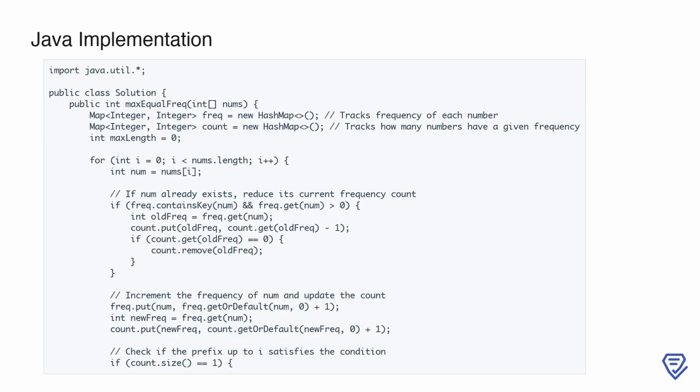Now, we iterate through the array using a for loop. For each number in the array, we first check if it already exists in the frequency map. If it does, we reduce the count of its current frequency in the count map. If the count of that frequency becomes 0, we remove it from the count map to keep it clean. Next, we increment the frequency of the current number in the frequency map and update the count map accordingly. Finally, we check if the current prefix satisfies the condition by examining the size of the count map. If there's only one unique frequency, we prepare to handle that case.